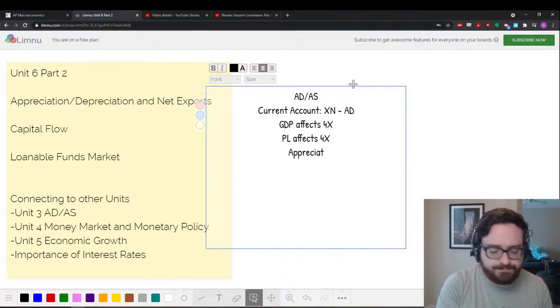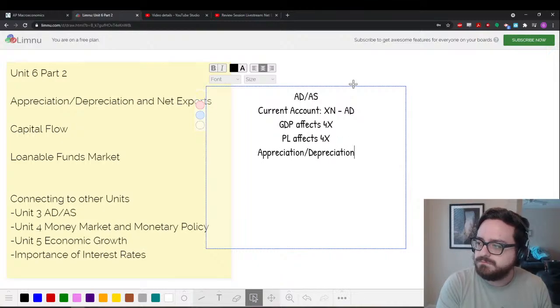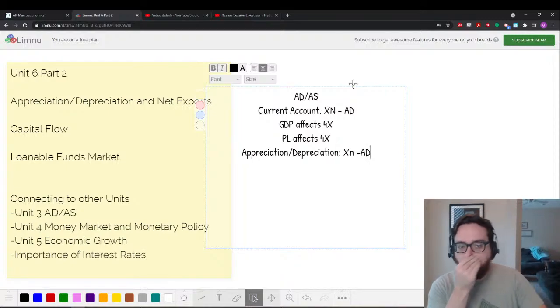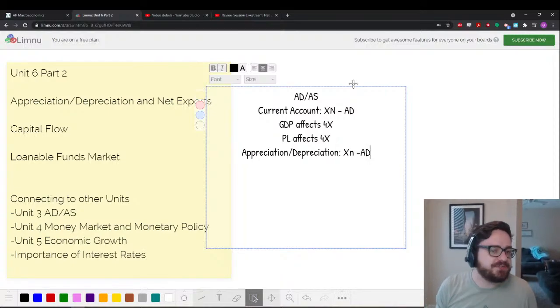I just mentioned that appreciation and depreciation affect net exports, which affects aggregate demand as well. Your currency depreciates, what happens to aggregate demand? My currency depreciates, so we can export more and import less, so aggregate demand would start to rise because there'd be greater demand for our goods because our goods are cheaper as a result of depreciation. That also works. That's also connected to it.